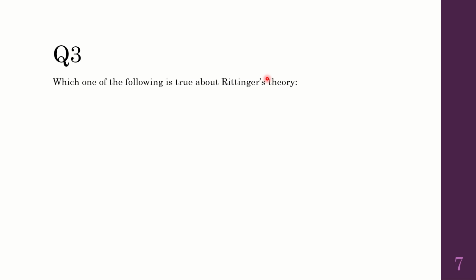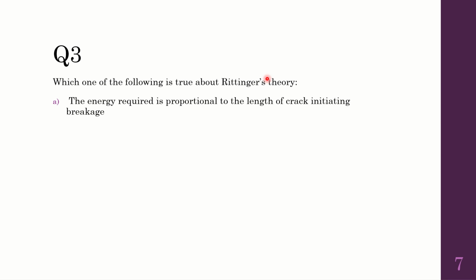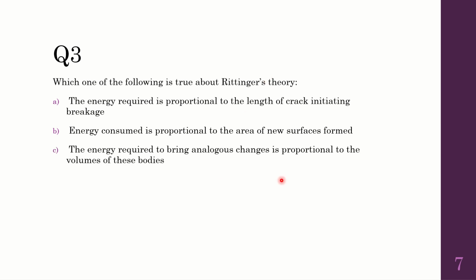Moving on to question 3: which one of the following is true about Rittinger's theory? Option A, the energy required is proportional to the length of crack initiating breakage. Option B, energy consumed is proportional to the area of new surfaces formed. Option C, energy required to bring analogous changes is proportional to the volume of these bodies. Option D, none of the above. So just give the answer after a minute.